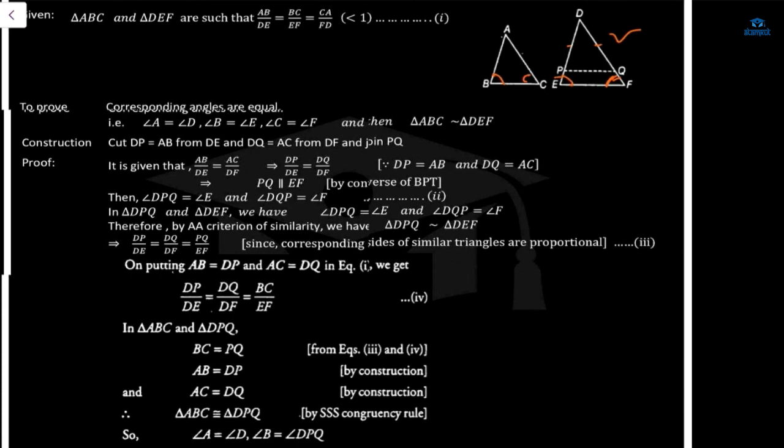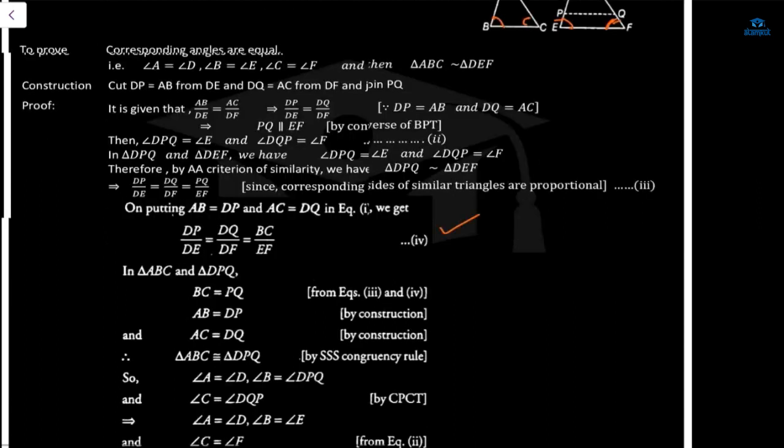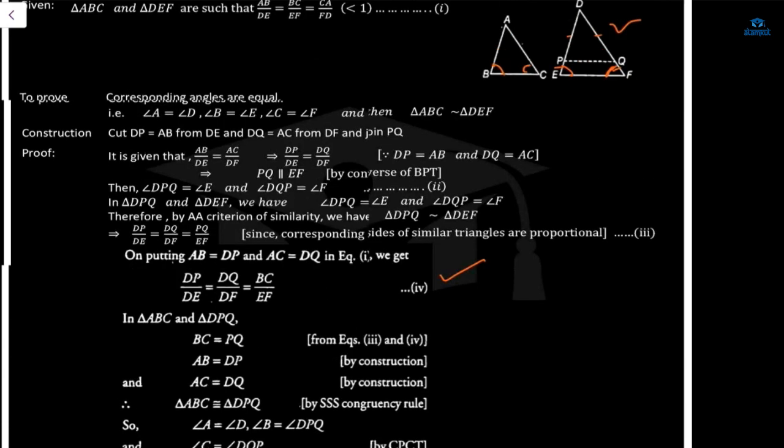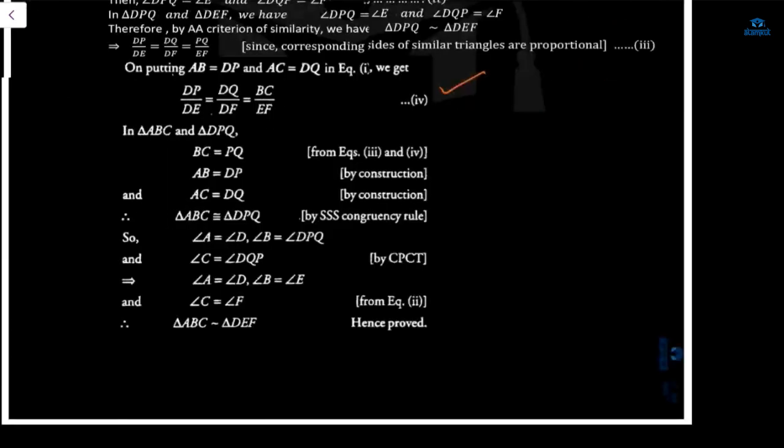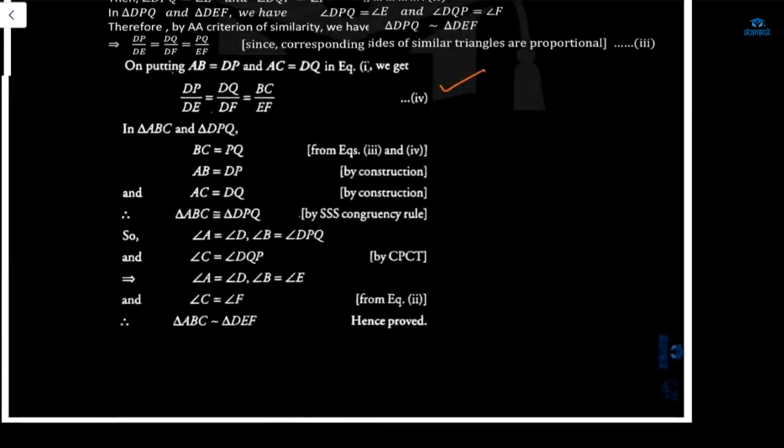That means DP upon DE is equal to DQ upon DF is equal to PQ upon EF. If you see here, and then we are going to replace the equal parts, then you will get that the two triangles are congruent. Any doubt in AA or SSS criteria?